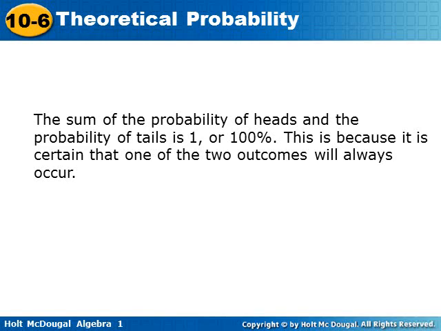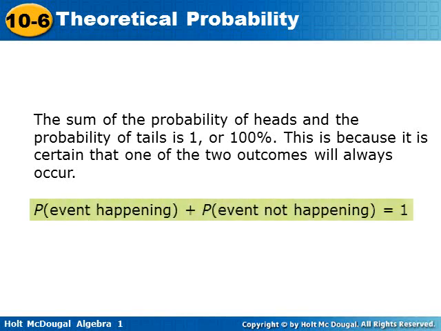The sum of the probability of heads and the probability of tails is 1, or 100%. That is because it is certain that one of the two outcomes will always occur, either heads or tails. The probability of the event happening plus the probability of the event not happening will always equal 1.